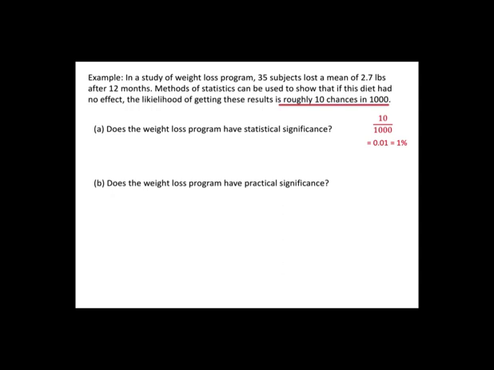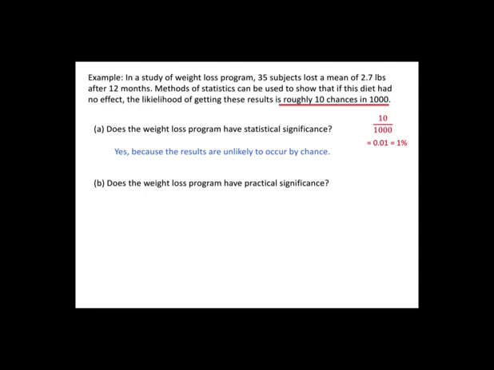So this is less than 5%. Think about it. Does the weight loss program have statistical significance? Remember this definition: very unlikely to occur by chance. And 1% means very unlikely to occur by chance. So we say yes, because the result is unlikely to occur by chance. How about the second one? Is there practical significance?